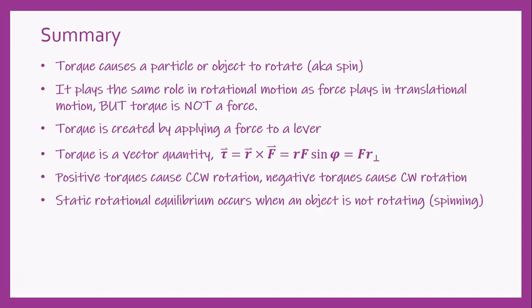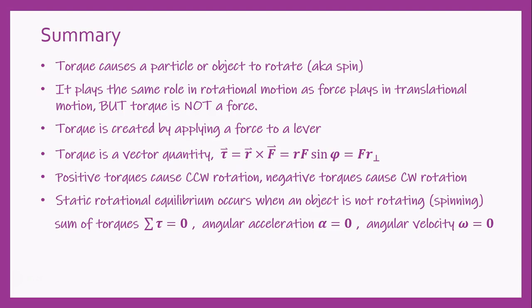Static rotational equilibrium occurs when an object is not rotating or spinning. The conditions for that: the torques have to sum up to 0, the angular acceleration needs to be 0, and the angular velocity needs to be 0. Note the similarity to translational equilibrium. The forces have to sum up to 0, the acceleration is 0, and the velocity is 0. Hopefully through this podcast you saw some similarities between translational motion and rotational motion, because being able to identify these similarities will help you grasp the concepts of rotational motion and how to analyze it.